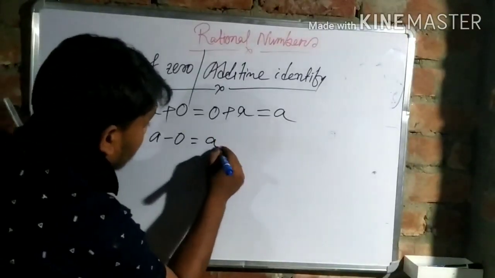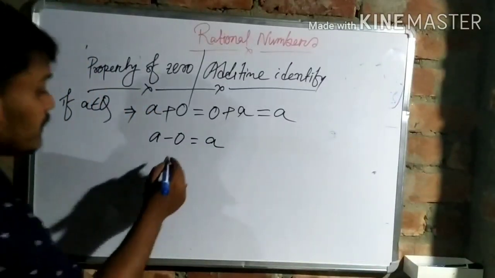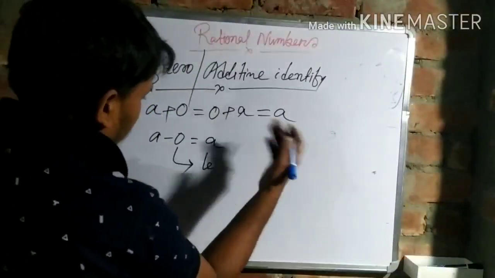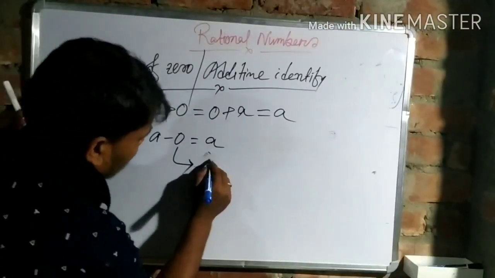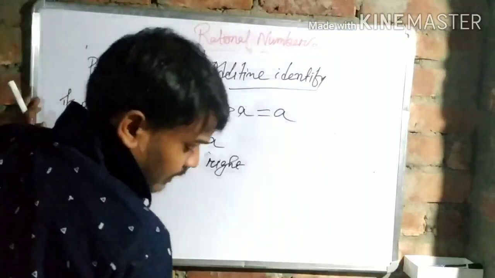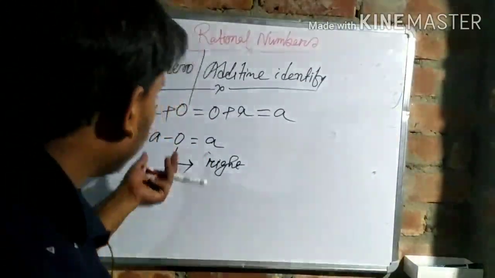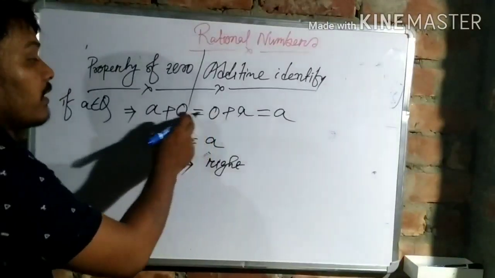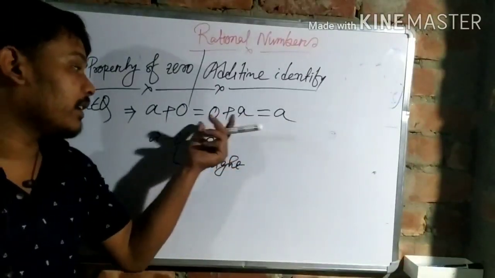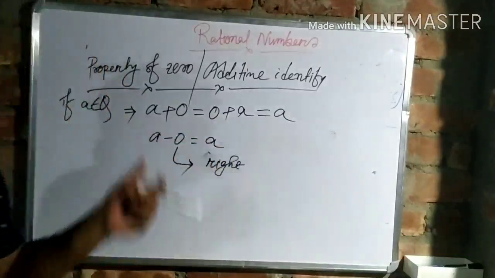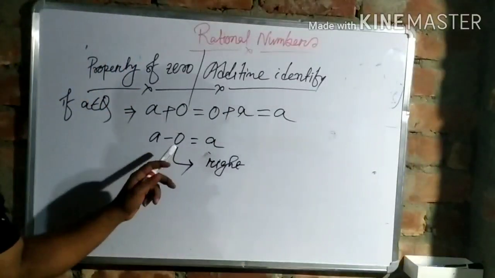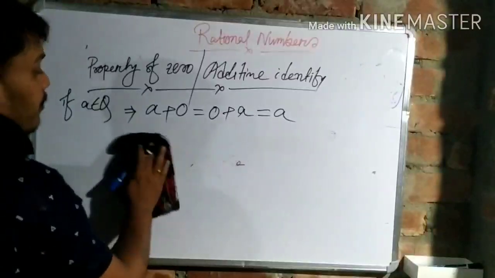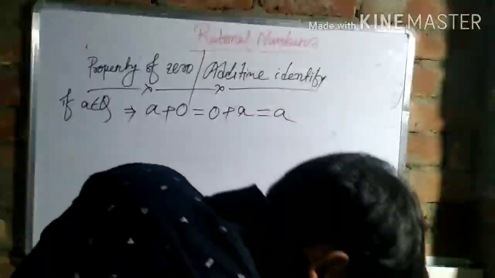But a minus 0 equals a, so 0 is called right identity. Left identity does not exist for subtraction. If both left identity and right identity exist with respect to an operation, then only we say the identity exists. Otherwise we say left identity or right identity exists. Okay, so these are the properties of 0 or properties of identity.